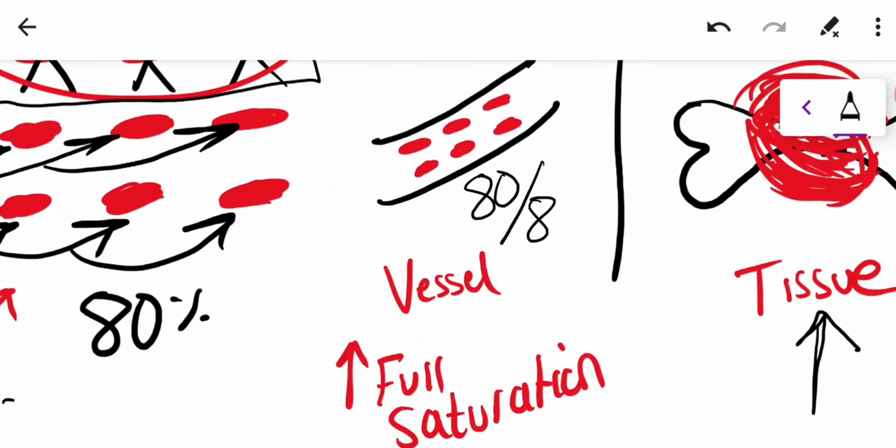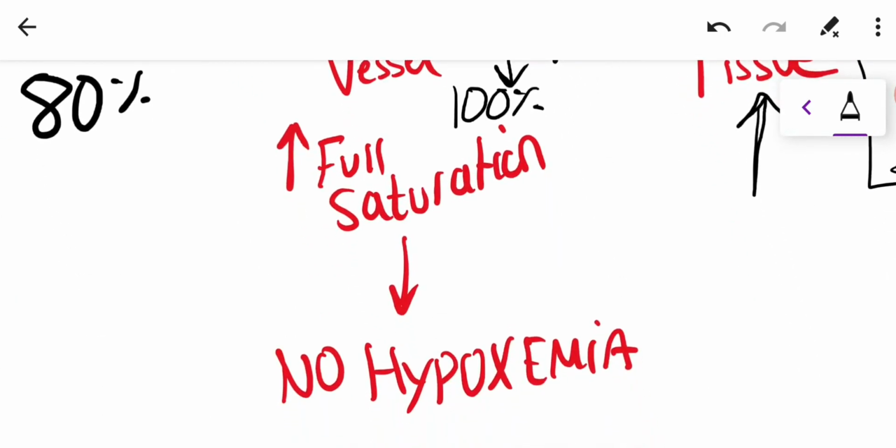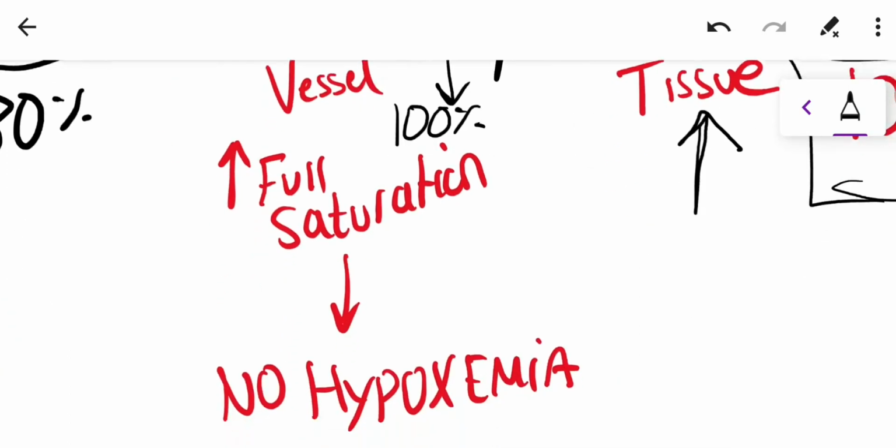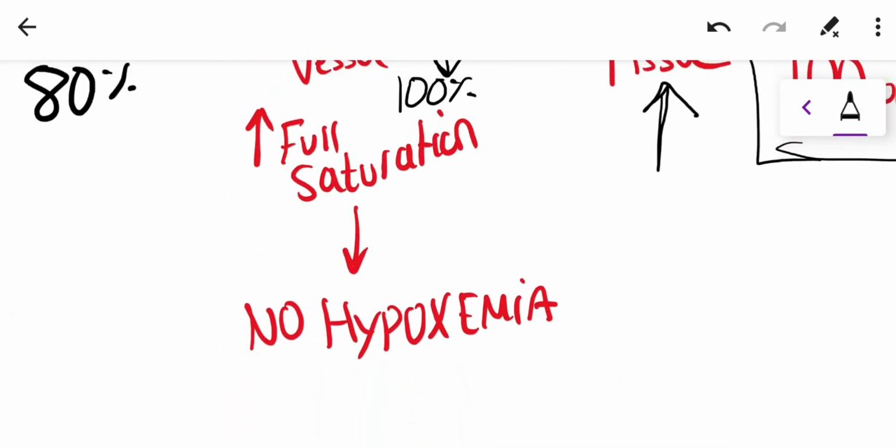80% out of 80% here is still 1. It's like 100%, isn't it? So we don't have hypoxemia here. It's fully saturated. There's no hypoxemia here. I know, oh, you still have 80%. I know I have 80%. But the oxygen deliverance and the actual transport is the same. There's full saturation. We don't get hypoxemia here.